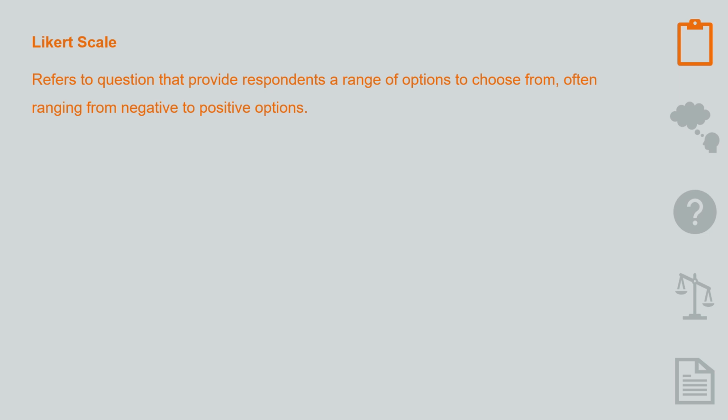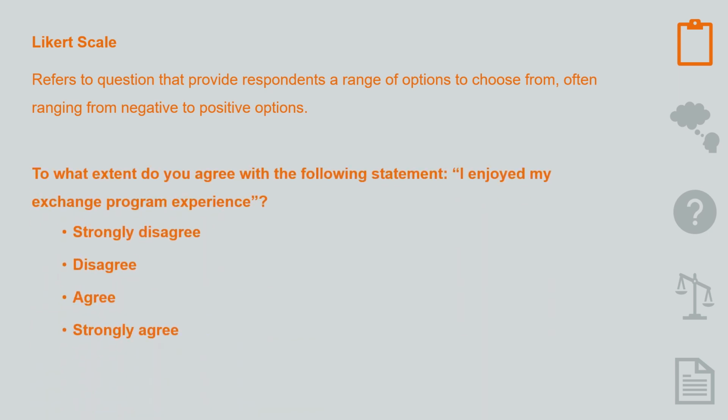And finally, Likert scale refers to questions that provide respondents a range of options to choose from, often ranging from negative to positive options. Likert scales can, but do not necessarily have to, include a neutral midpoint such as neither agree nor disagree for respondents that do not hold a positive or negative opinion on a particular topic. For example, to what extent do you agree with the following statement? I enjoyed my exchange program experience. Strongly disagree, disagree, agree, and strongly agree.